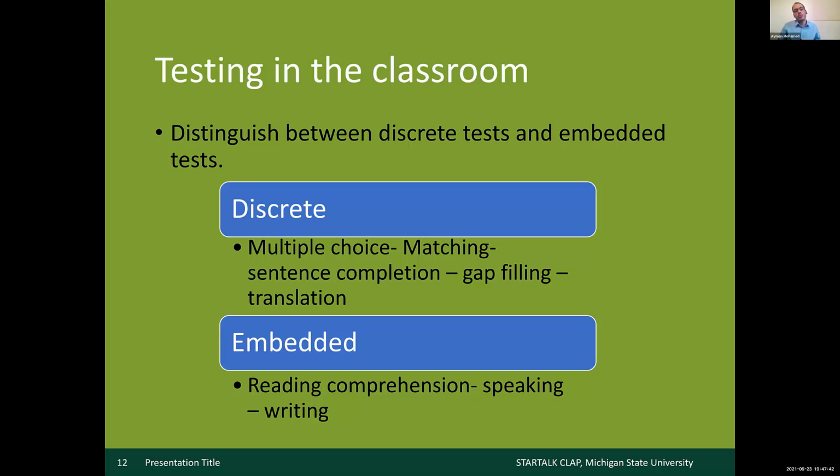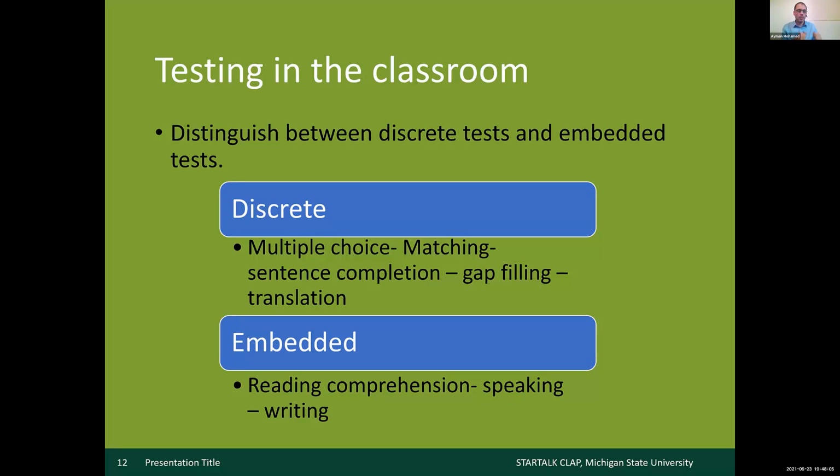In your reading, you saw something about types of testing, which includes discrete versus embedded. By discrete testing, we mean we focus on the single words, only the isolated words: multiple choice, matching, sentence completion, gap filling, and translation.